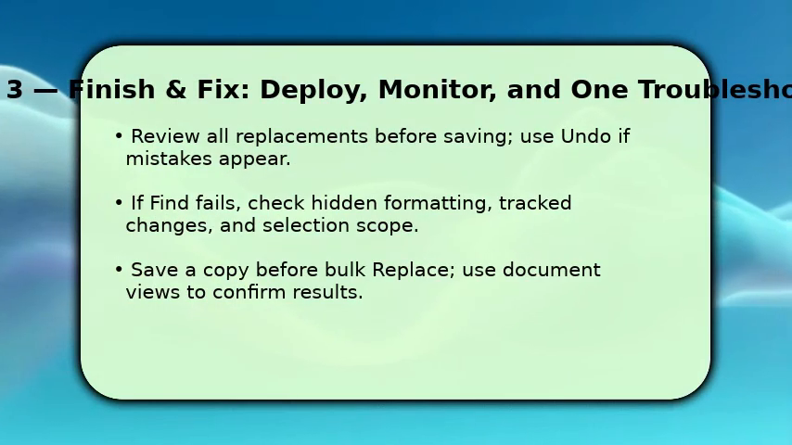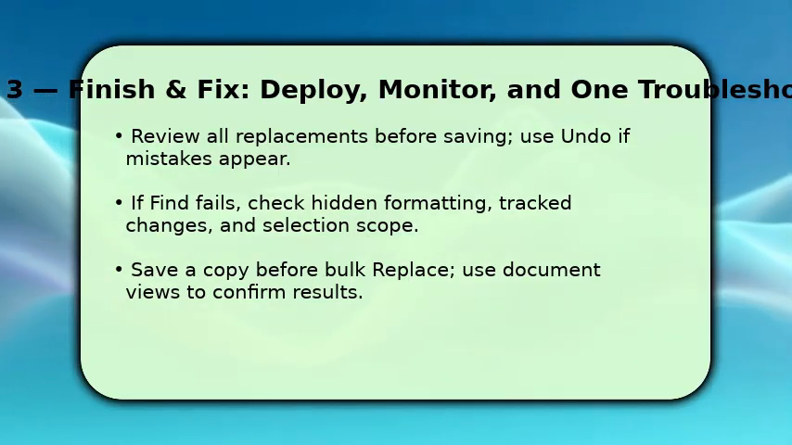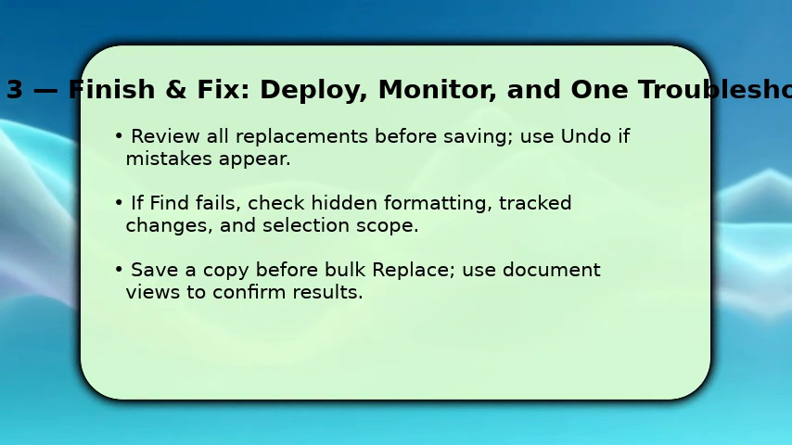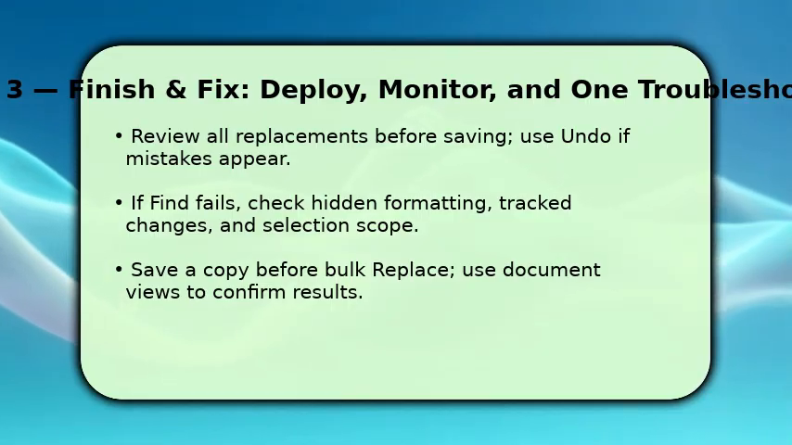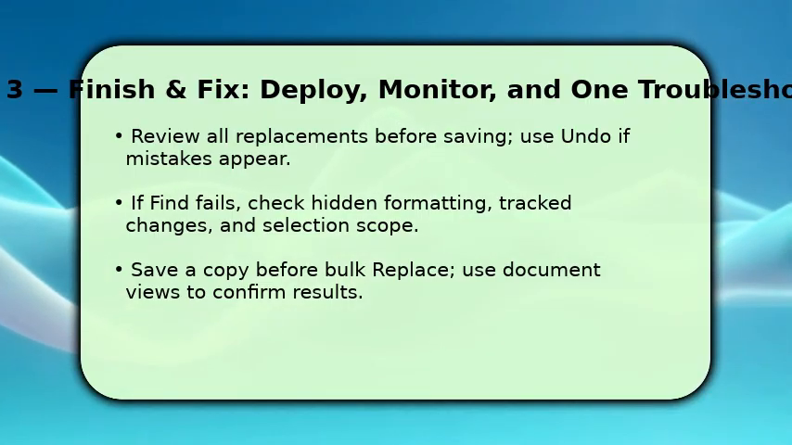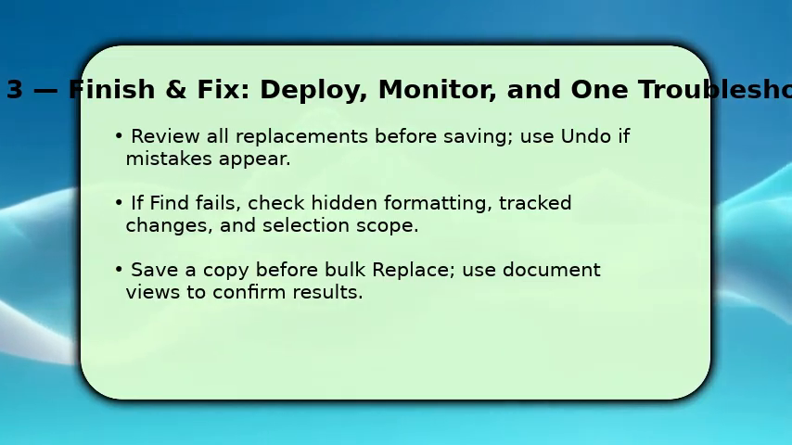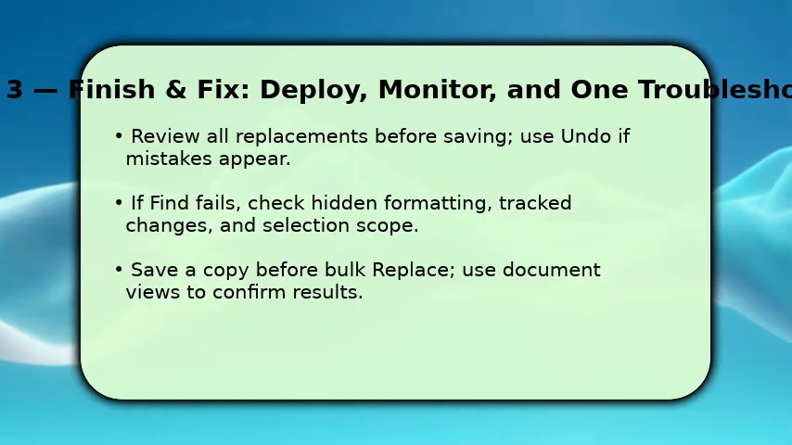To finish, review every replacement and then save a copy so you can recover if needed. If something goes wrong, undo immediately, and then inspect hidden formatting, track changes, or whether only a selection was searched. These are common causes of missing results. Make sure to toggle Show/Hide formatting marks and rerun the search if necessary.